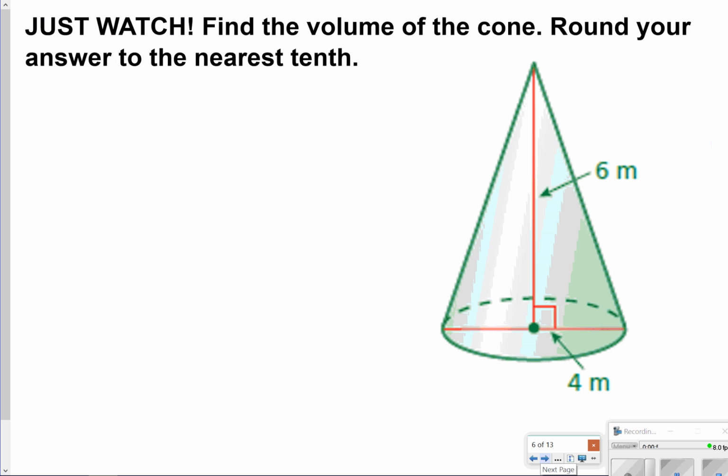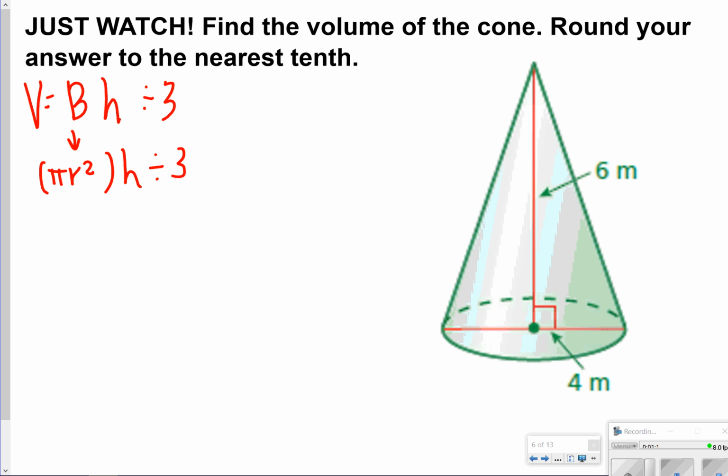Alright, so the first one I'm going to show you how to do. Remember, the volume of a cone is area of the base times height, and then divide it by 3. The area of this base is going to be pi times radius squared times the height, and then divided by 3. This formula down here only talks about the radius, and right now it's given the diameter, so we just need to make sure we use 2 as the radius.